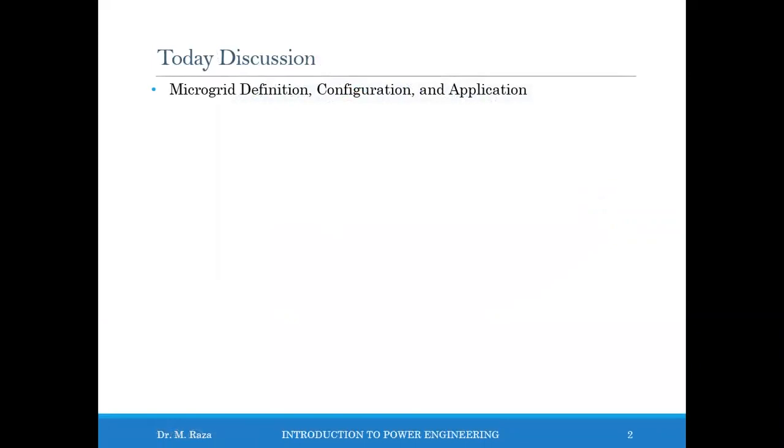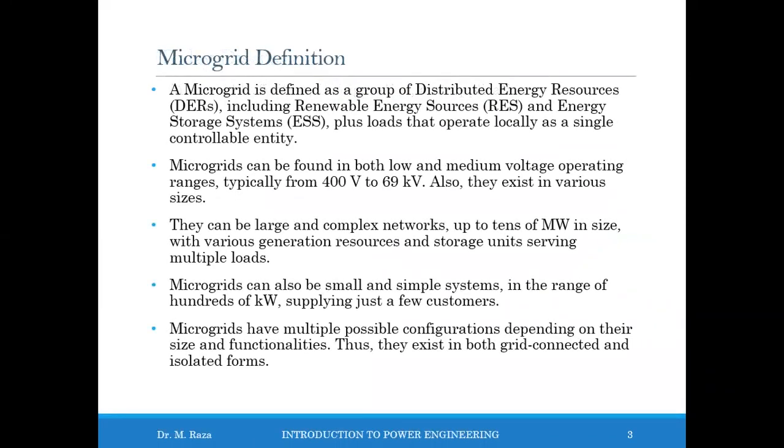In this lecture, we will discuss the microgrid definition, configuration, and application. A microgrid is defined as a group of distributed energy resources, including renewable energy resources and energy storage systems, plus loads that operate locally as a single controllable entity.